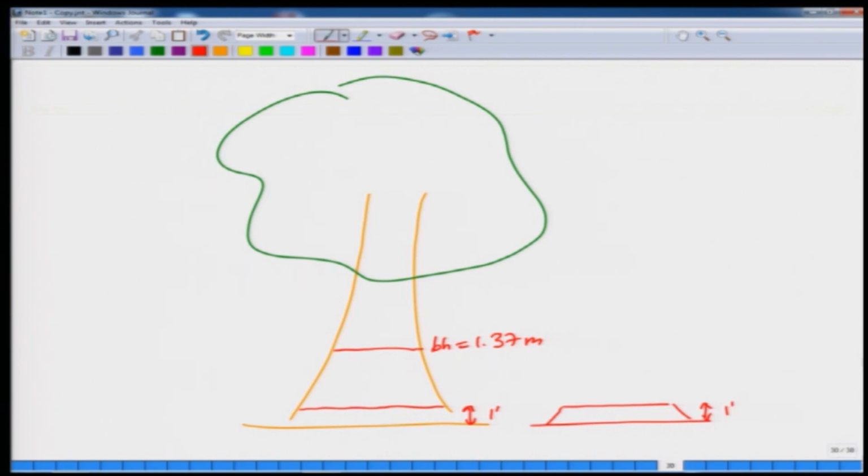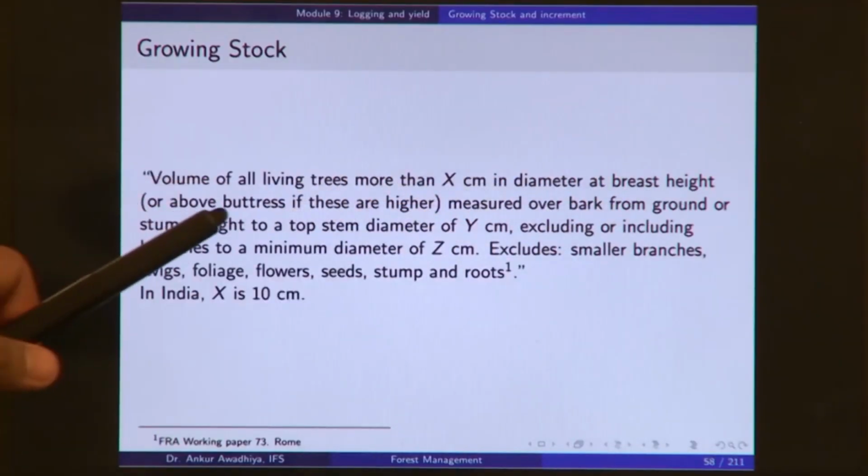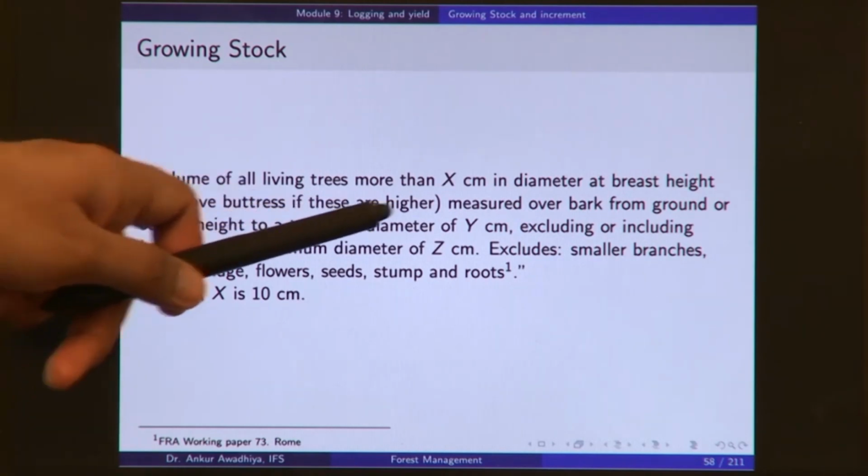Now, when we are measuring the growing stock, the measurements are taken from either the ground or the stump height, depending on the country, to a top stem diameter of y centimeter.